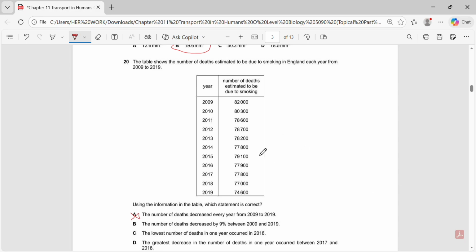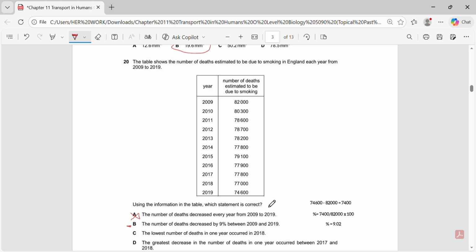Next, option B states that the number of deaths fell by about 9% between 2009 and 2019. In 2009 there were 82,000 deaths, and in 2019 there were 74,600 deaths. This means the number of deaths went down by 7,400, which is roughly a 9% decrease. This makes option B reasonable for a multiple choice answer.